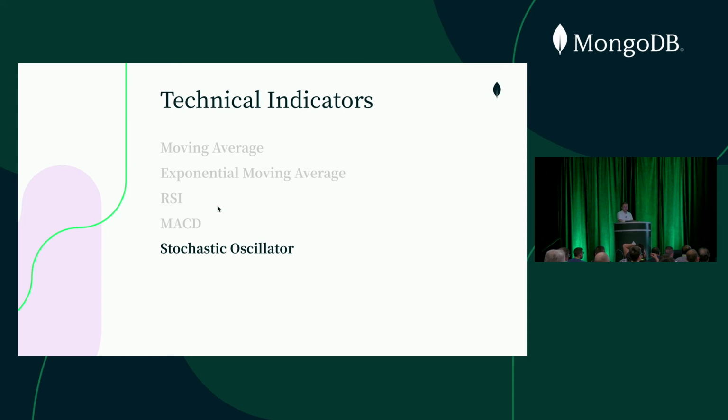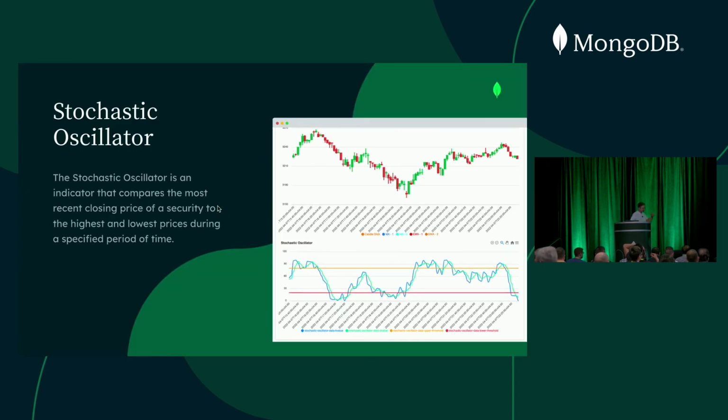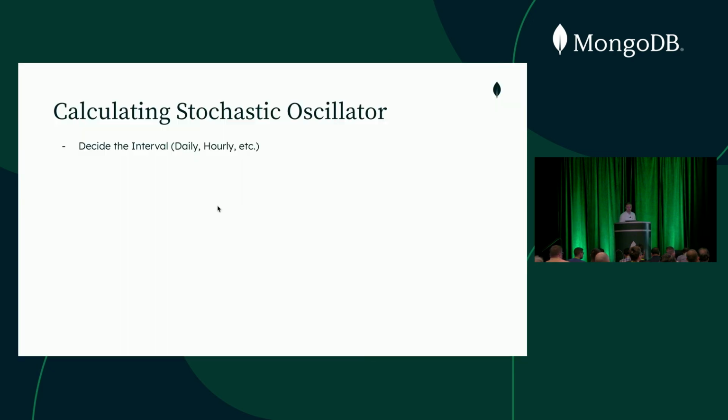All right, the last technical indicator is the stochastic oscillator. Basically, with the stochastic oscillator, you compare the recent price with the highest and lowest price in the recent past data. After that, you will end up having a value between 0 and 100. Then again, you can evaluate whether this is overbought or oversold. Again, you need to decide the interval, daily or hourly.